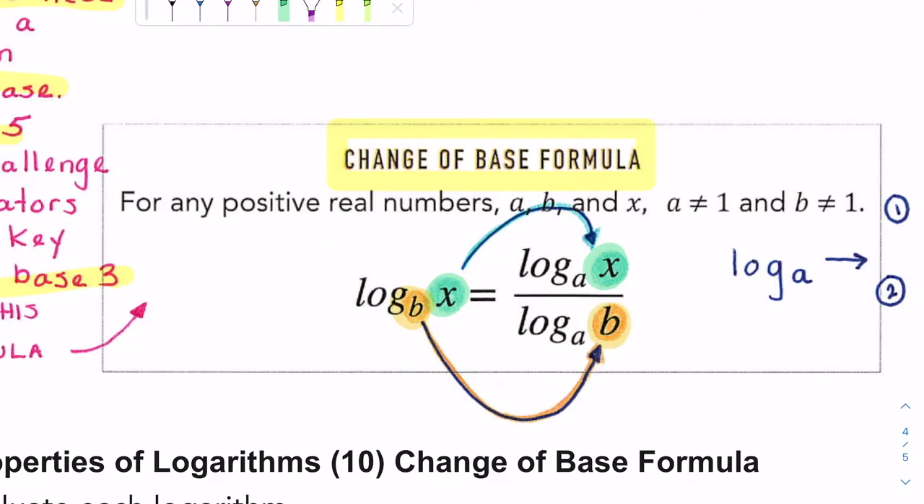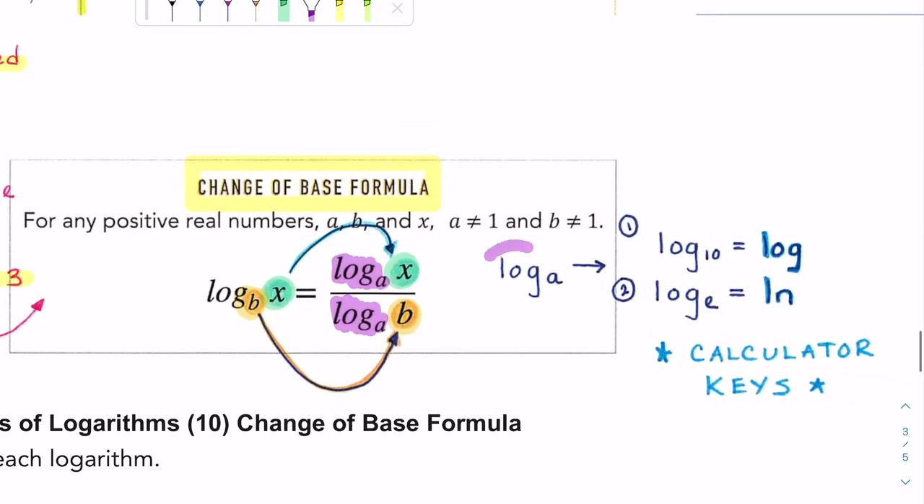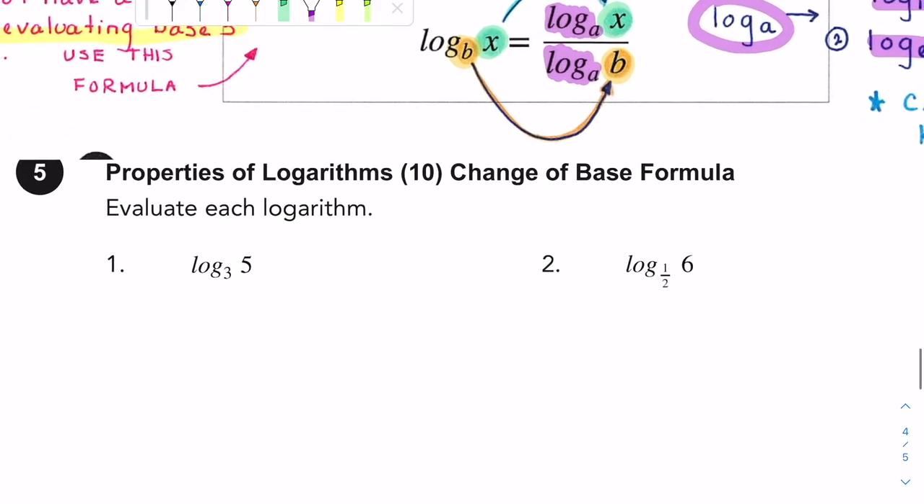So log base a that I have written for our standard form can either be log base 10, which is in your calculator, or log base e, which is actually ln. So you can choose to pick the key in your calculator. You're going to get the same answer. If you choose the log key, you'll get the same exact answer as if you choose the ln key. It doesn't make any difference to me which one you pick.